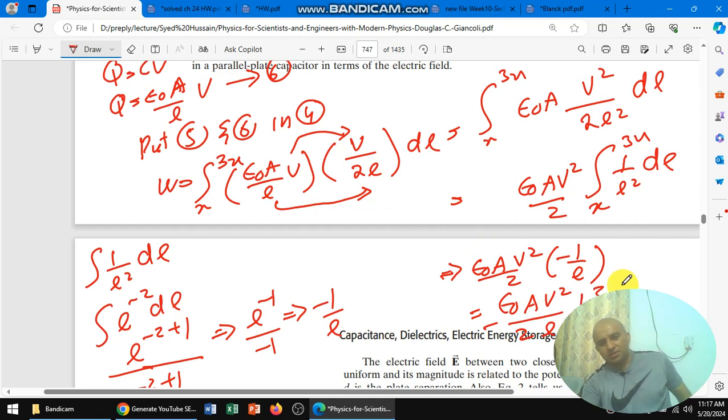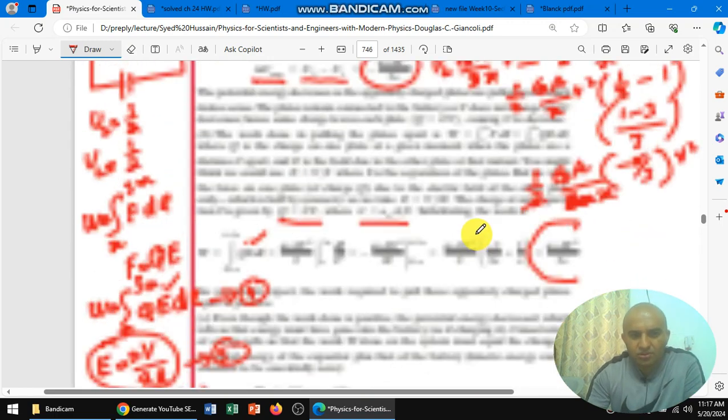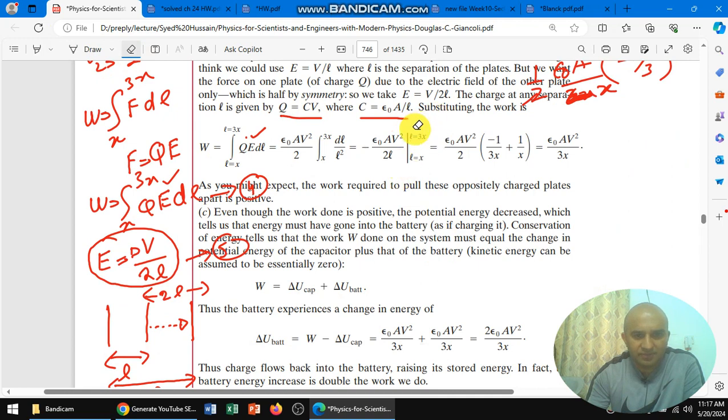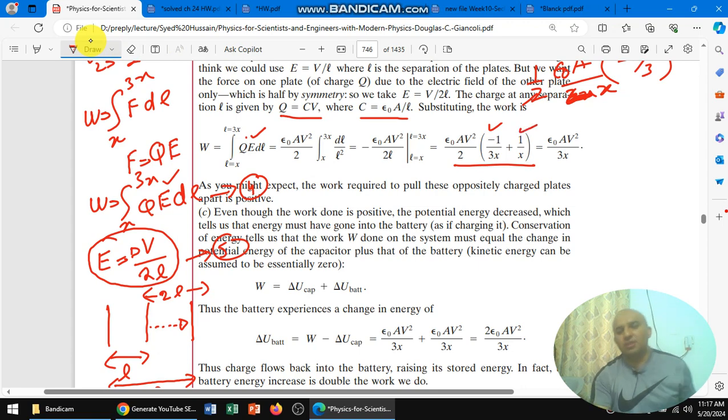Now we put in the upper and lower limits. We are left with the upper limit minus the lower limit. The upper limit is minus 1 over 3x, and the lower limit is minus 1 over x.